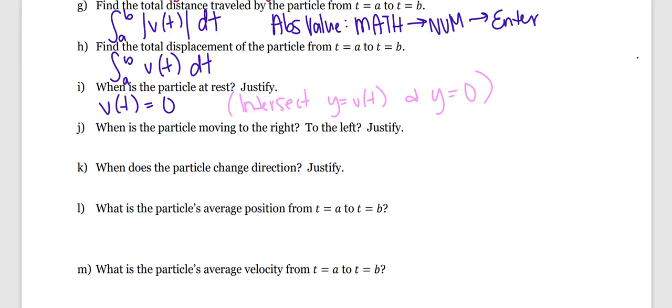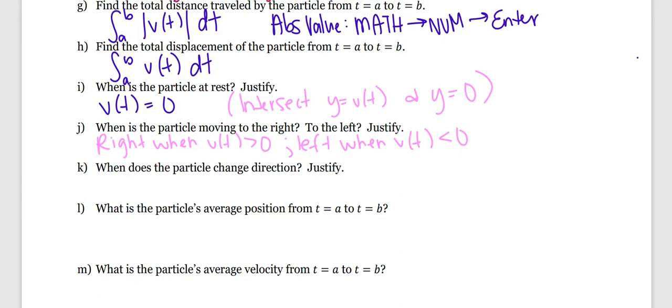Part J, when is the particle moving to the right? When is it moving to the left? So our particle is moving to the right when velocity is positive. So if we're looking at the velocity graph, that would be when the velocity graph is above the x-axis. And conversely, moving to the left when velocity is negative.